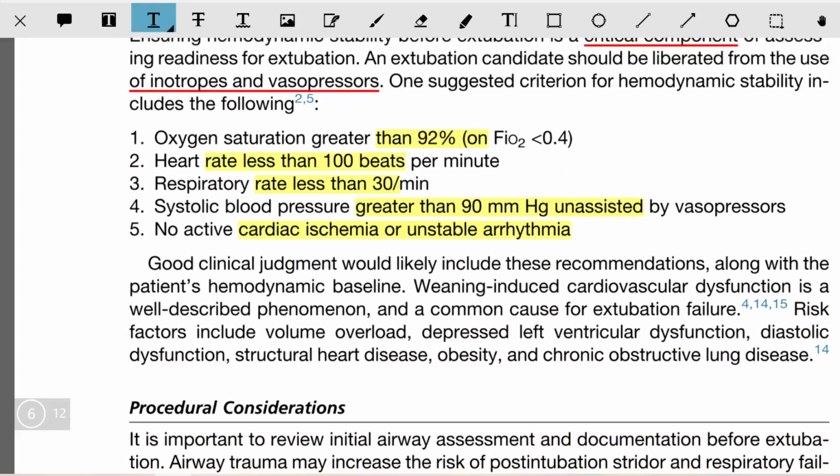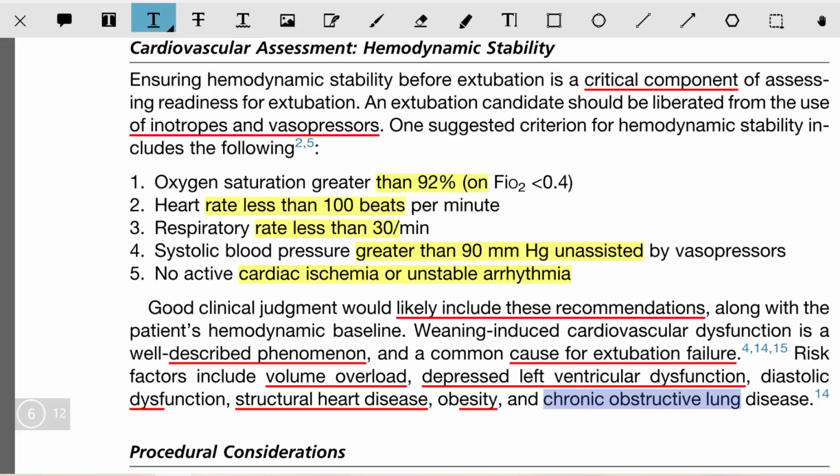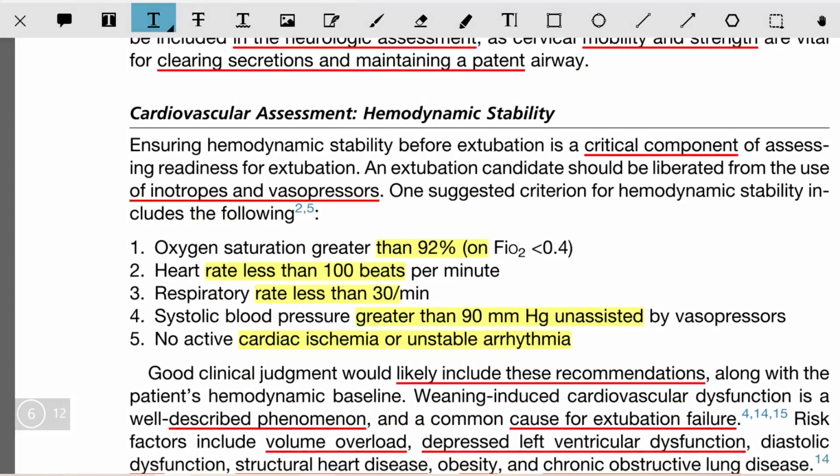No active cardiac ischemia or unstable arrhythmia should be noted. And good clinical judgment would likely include these recommendations along with the patient's hemodynamic baseline. Weaning-induced cardiovascular dysfunction is a well-described phenomenon and a common cause of extubation failure. So we must be careful regarding this. Risk factors include volume overload, LV systolic dysfunction, diastolic dysfunction, structural heart disease, obesity, and chronic obstructive lung disease. This completes the video.